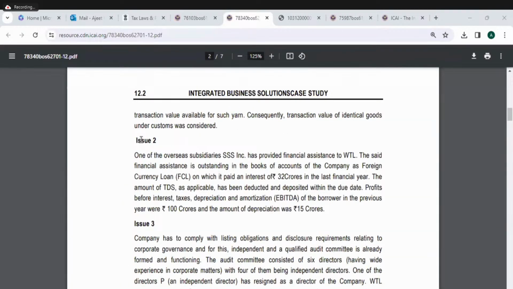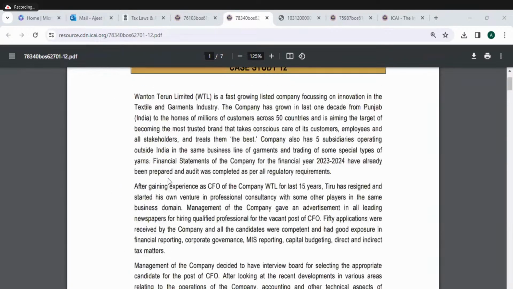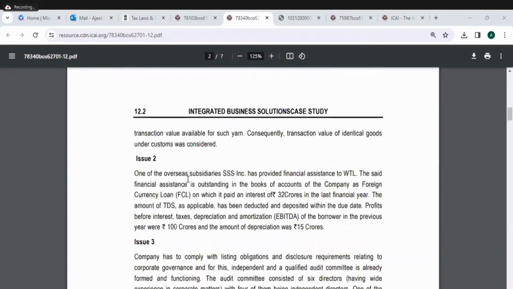This issue 2 is on page number 2 of the case study. It says one of the overseas subsidiary, SSS Inc., has provided financial assistance to WTL. So who is the assessee? Who is our assessee in this case study? This case study is about WTL. So our assessee is WTL.